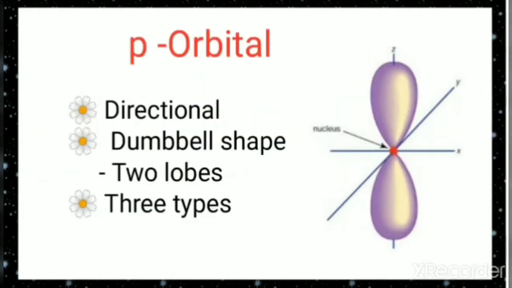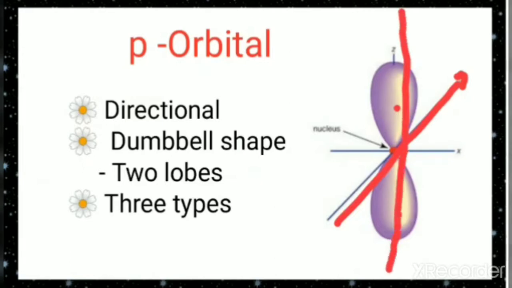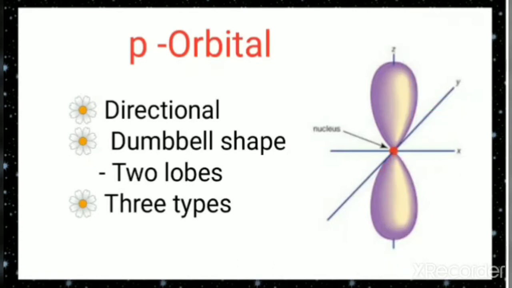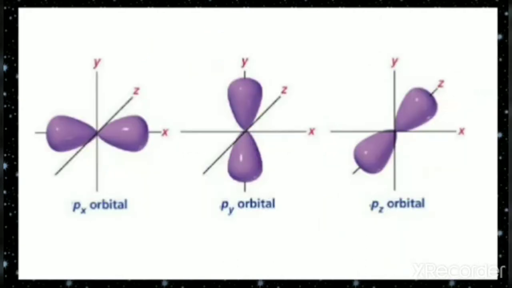The next orbital is the p orbital. P orbital is directional and dumbbell in shape. This shape is called a dumbbell shape, having two lobes. You can see it has two lobes. It is directional because it is oriented in a particular direction. Here, these are on the z-axis. So we call it directional, dumbbell shaped, and it is of three types, depending upon the orientation.